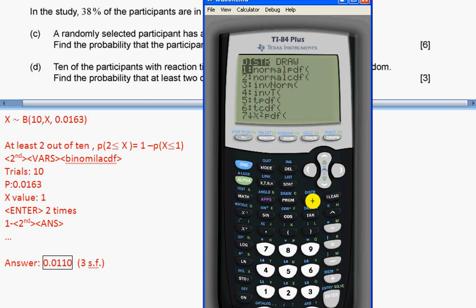Binomial cumulative distribution function. Number of trials 10. Probability is 0.0163. X value is 1, less than 1. And let us see what we will get.